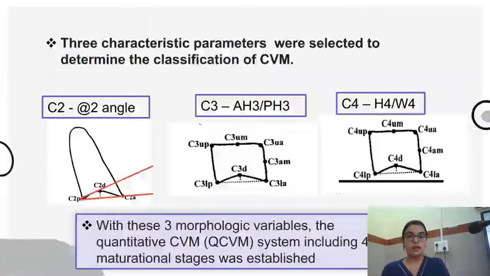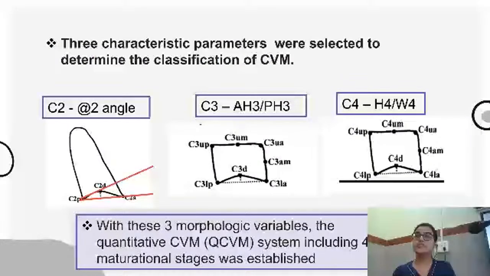So they took three parameters, which is the angle of concavity in the C2 vertebrae. Then the second parameter is the ratio of anterior height and posterior height of the C3 cervical vertebrae, and the third parameter is the ratio of height and width of C4 vertebrae. And by taking these three morphological variables, the quantitative CVM stages system, including four maturation stages, was established.